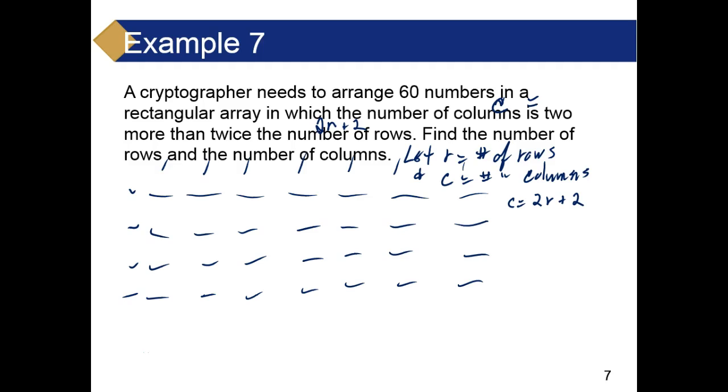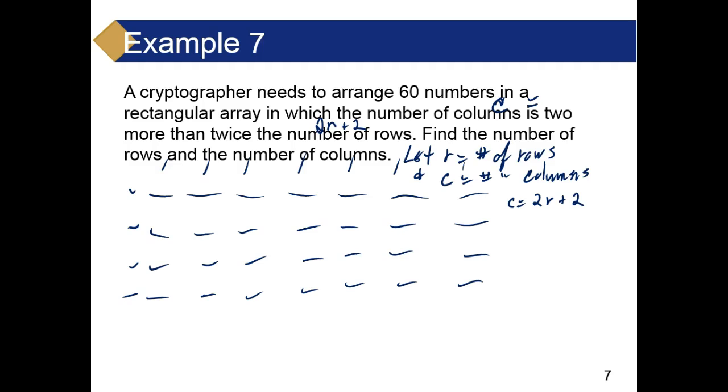60. What is 60? Total number of numbers, okay? So, how do you get this? If you have R rows and 2R plus 2 columns, how do you find out where you get the 60 from that?